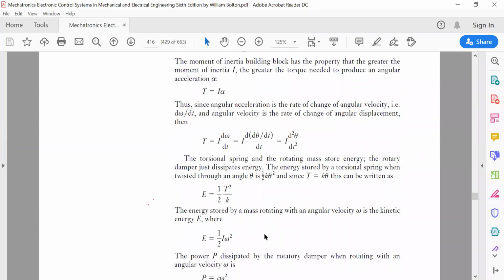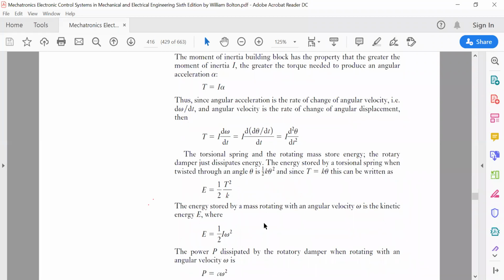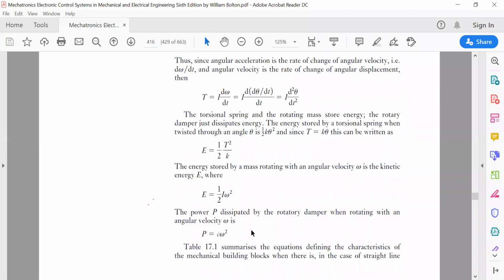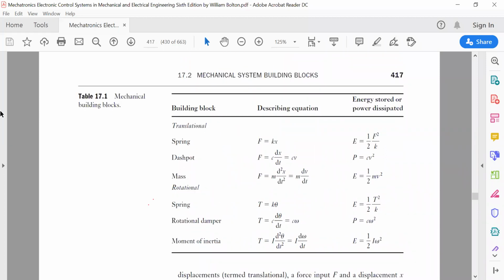Again, those laws like energy stored will remain good over here as well. That means the torsional dashpot system will not store any energy. So if I'm talking about the analogy as compared to the linear system, the energy stored in the first, that is a torsional spring, will be half T square by K. The energy stored by a mass rotating with angular velocity omega would be half I omega square. While we are talking about a dashpot system, it will be P is equal to C omega square. Earlier we derived the formula P is equal to C V square for a linear system. So now it will be P is equal to C omega square.